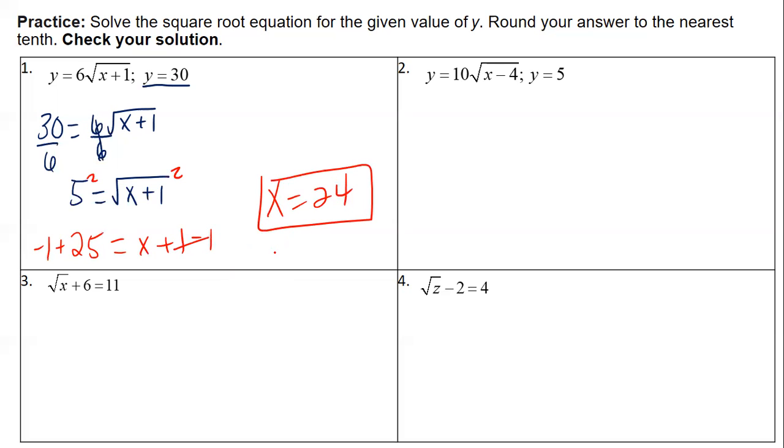You can do a mental check. That's why it says check your solution. So my mental check: 24 plus 1 is 25. Square root of 25 is 5. 6 times 5 is 30.